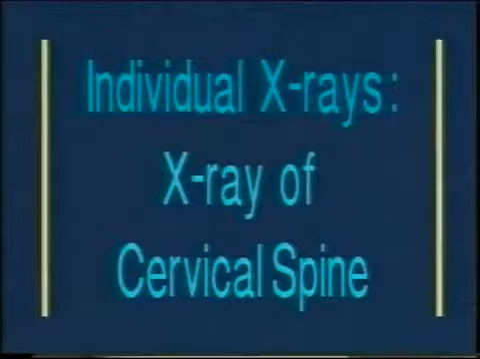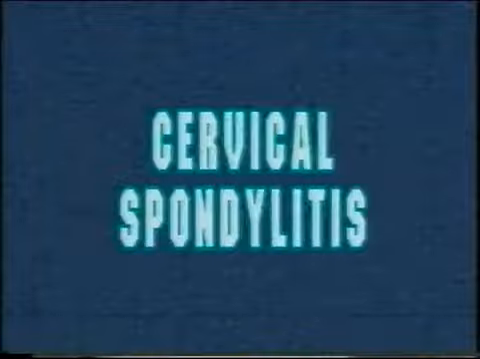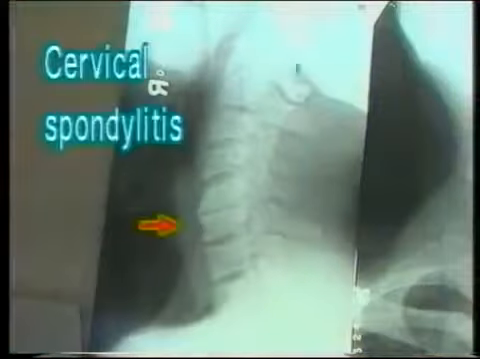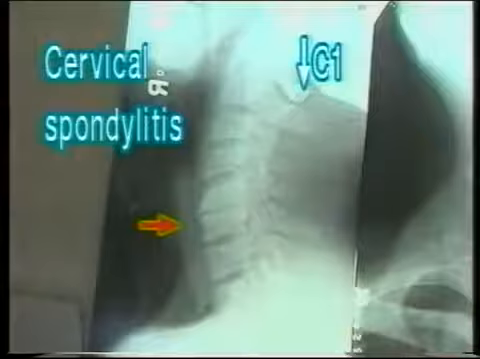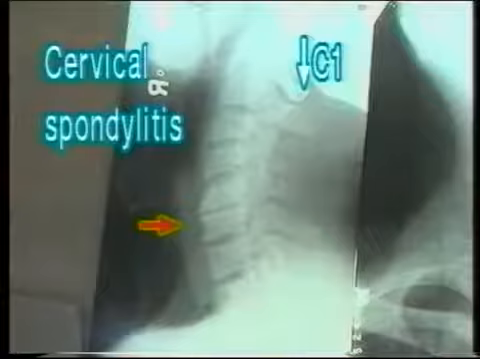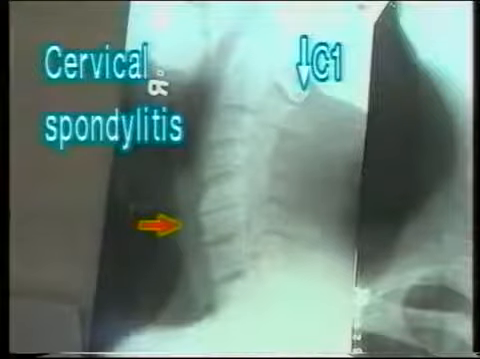X-ray of the cervical spine. Cervical spondylitis. This is an X-ray of the cervical spine, lateral view. The white arrow points to the first cervical vertebra. The second vertebral body has the dens projecting upwards. This helps us to count the vertebrae from above downwards.